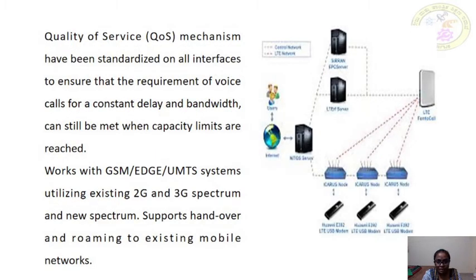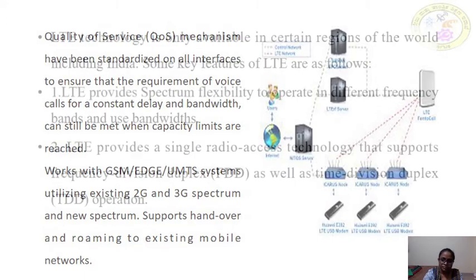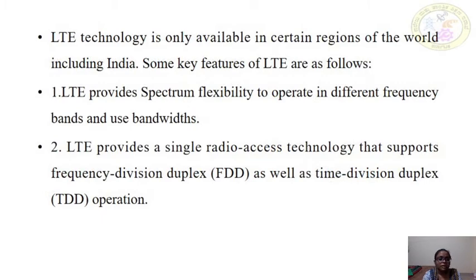The quality of service mechanisms have been standardized on all interfaces to ensure that the requirements of a voice call for constant delay and bandwidth can still be met when the capacity limits are reached. It works with the GSM, EDGE and UMTS systems, utilizing the existing 2G and 3G spectrum and new spectrum. It supports handover and roaming to the existing mobile network. The LTE technology is only available in certain regions of the world, including India.